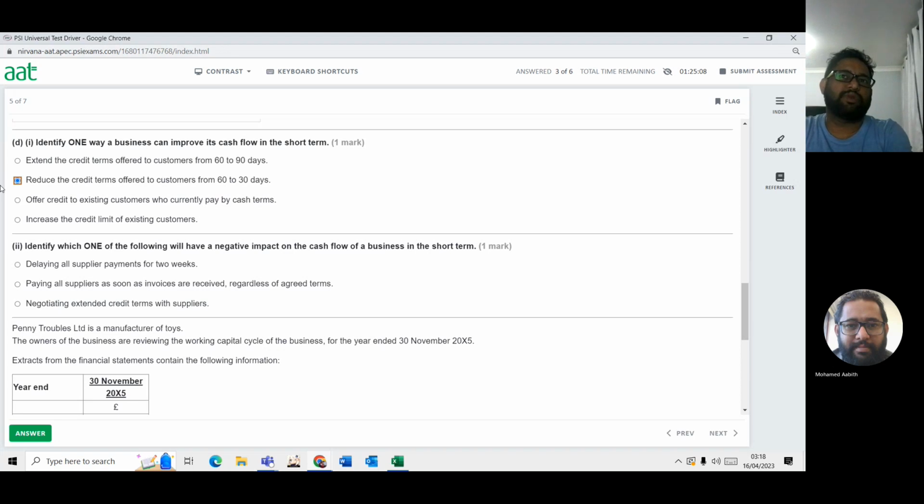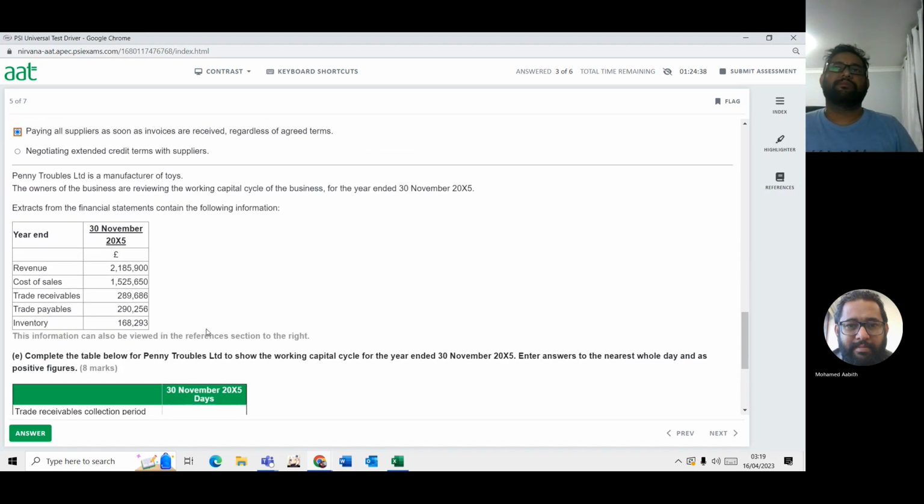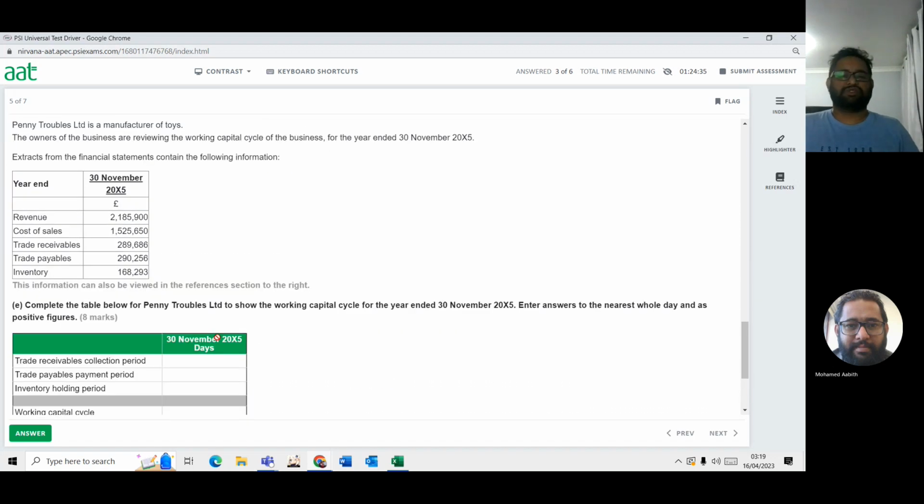But then let's look at this one. Paying all suppliers as soon as the invoices are received, regardless of agreed terms. So you have a 30-day credit limit, you receive the invoice and you pay that straight away. That doesn't help your cash flow. So that is probably the right answer, because it will have a negative impact. But look at the next one here. Negotiating extended credit terms with suppliers will improve your cash flow, because you don't have to pay them as quickly as they expect. You'll have a longer credit period. Therefore, in that case, it will have a positive impact.